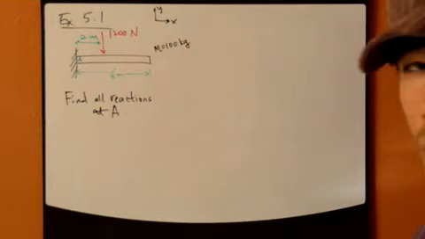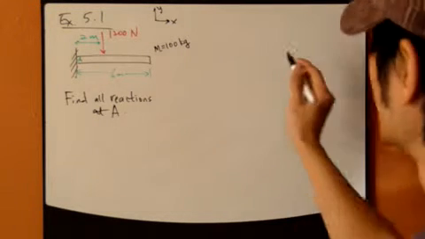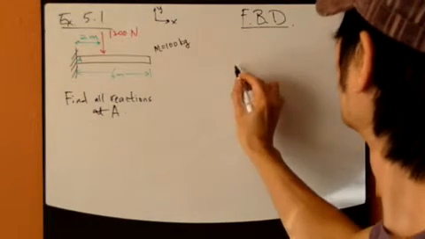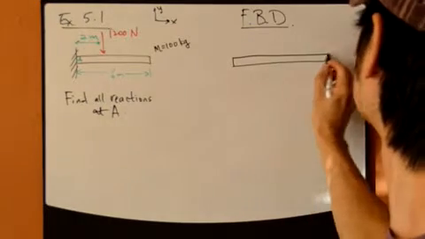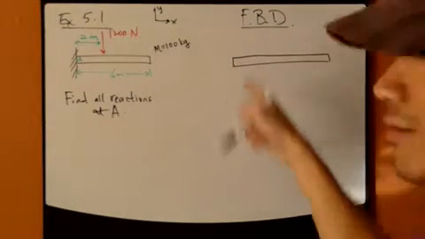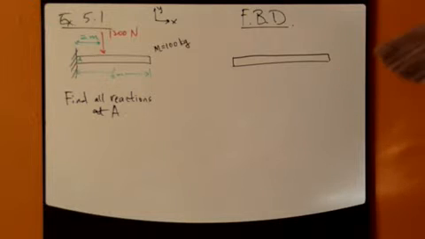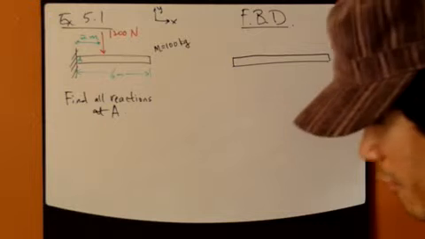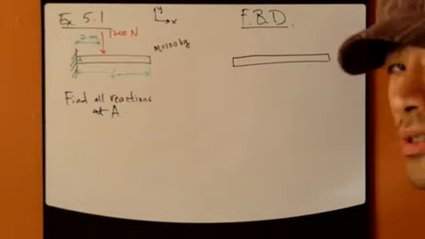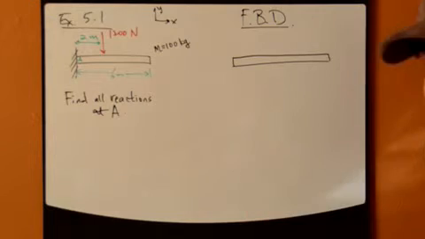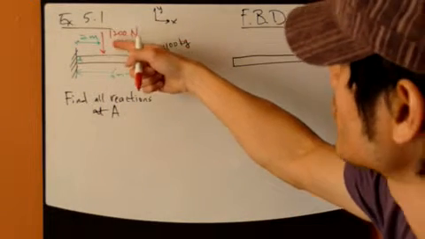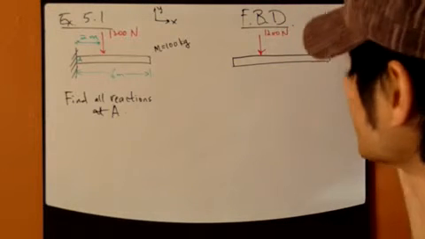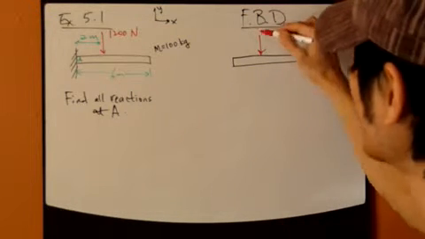Step 2, draw your free body diagram. Just draw the rigid body without the wall. Do not draw any physical attachments, so no wall here. Just the rigid body, and then you draw all the forces and couple moments applied on the rigid body. So here, obviously, I have this applied force of 1,200 newtons, and I'm going to call it F1.